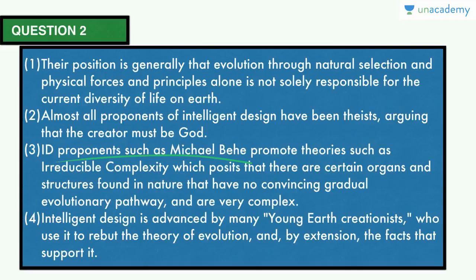ID proponents such as Michael Bay promote theories such as irreducible complexity, which posits that there are certain organs and structures found in nature that have no convincing gradual evolutionary pathway and are very complex. Okay, so we're talking about something related to God. ID is advanced by many young Earth creationists who use it to rebut the theory of evolution and, by extension, the facts that support it. Okay, I feel a little bit clueless in this one. Almost all proponents of intelligent design have been theists, arguing that the creator must be God.